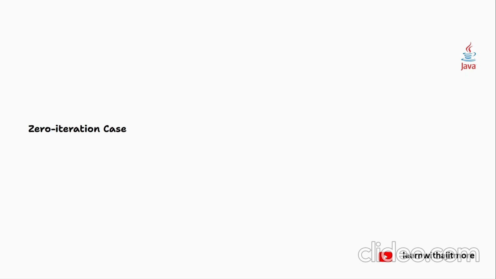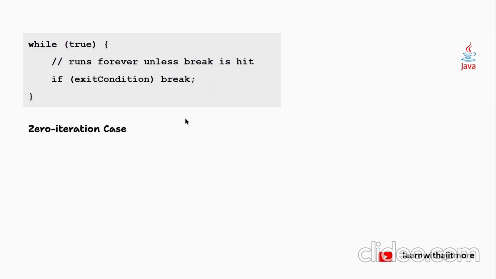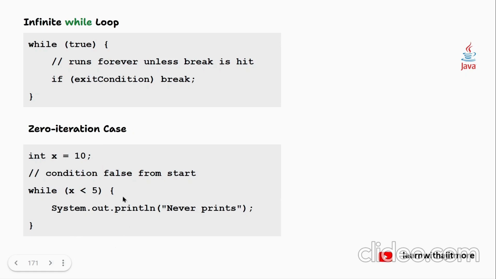Entry test means in the beginning only it will check the condition. If the condition is false, it will not run the while loop even a single time. So this is one example. Okay, the sequence has gone wrong. So here we will see first.